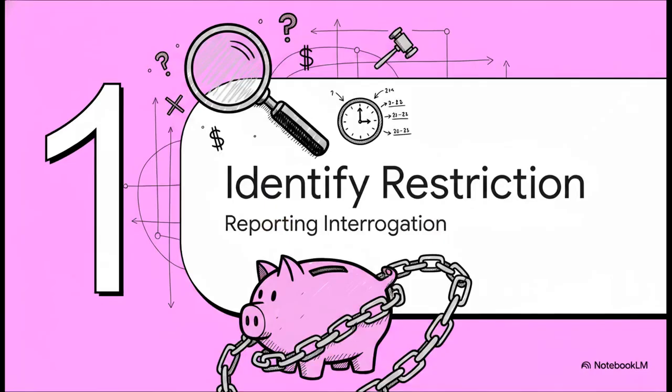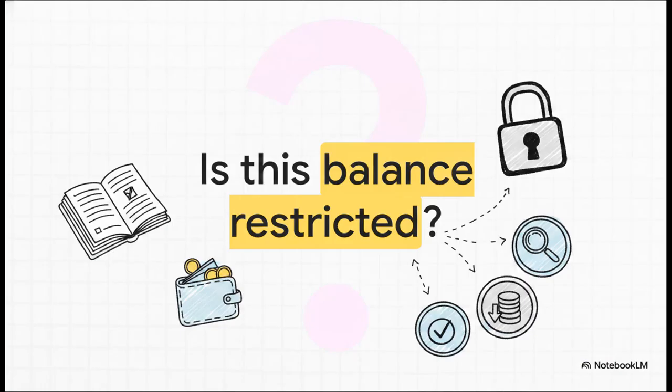Okay, Section 1. Identifying restricted cash, the reporting date interrogation. So identifying a restriction is really about hunting down any legal, contractual, or regulatory roadblock that prevents your company from using its cash for general, everyday operations. Honestly, you have to ask yourself one very specific question. Is this balance restricted? You must ask this for every single bank account before it ever gets to hit the general cash and cash equivalents line on your balance sheet. Think of it like being guilty until proven innocent. You have to actively verify that the cash is actually free to use.